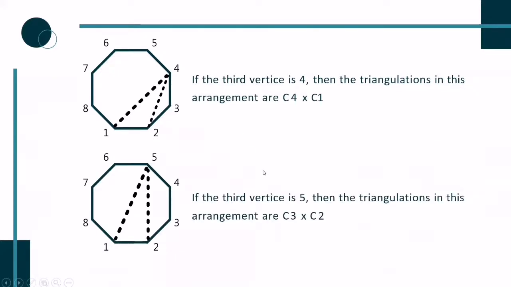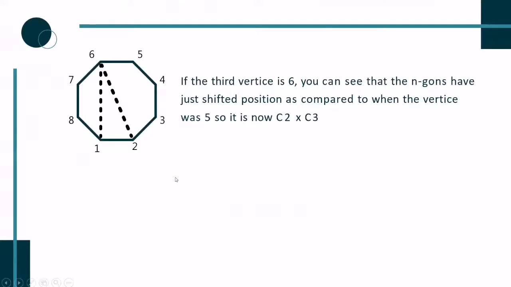So now let's move forward. If the third vertex is 5, the triangulations becomes C3 times C2. That's because this is a 4-gon, so this will be C2 and this will be C3, right? And then moving forward, if the vertex is 6, now you can see that when we had it with 5, there's just a left-right shift, right? The shape that was being formed here and the one being formed there, now it's the opposite. So C2 times C3 earlier, and this time C3 times C2, same thing, but we're using this to make a sequence later on.